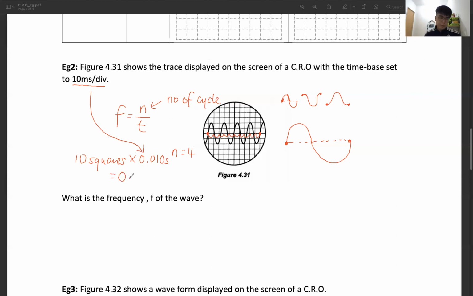Equals 0.1 second. So frequency equals 4 divided by 0.1, which is 40 Hertz. This is the frequency of the wave, the input.